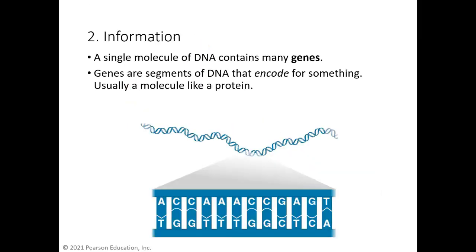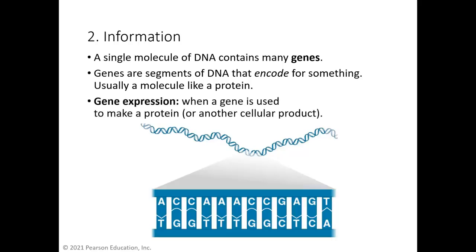Okay, let's get back to that example of a gene. We said genes are segments of DNA that encode for something like a protein. In other words, the sequence of A's, T's, C's, and G's is actually an instruction manual for how to build that specific protein. When a gene is expressed, that means we actually made the protein that that particular gene encoded.